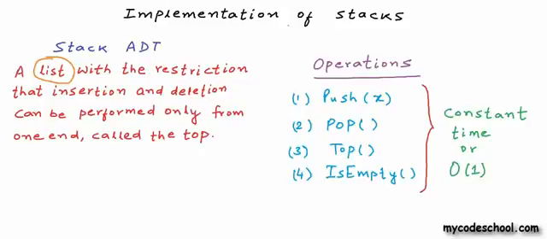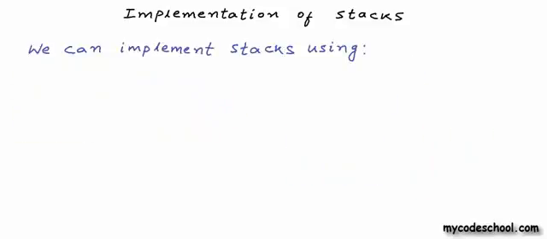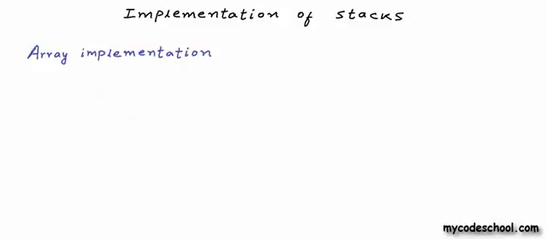then we can get a stack. There are two popular ways of creating lists. We have talked about them a lot in our previous lessons. We can use any of them to create a stack. We can implement stacks using A, arrays, and B, linked lists. Both these implementations are pretty intuitive. Let's first discuss array-based implementation.